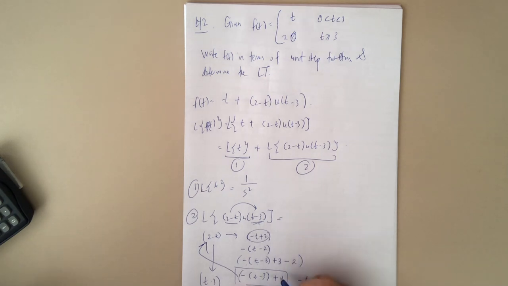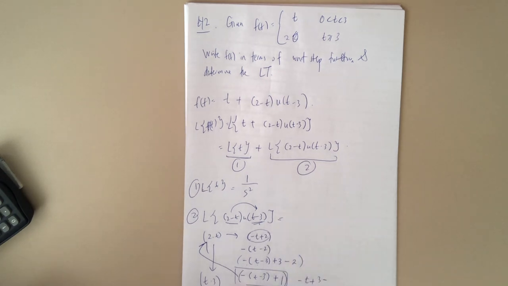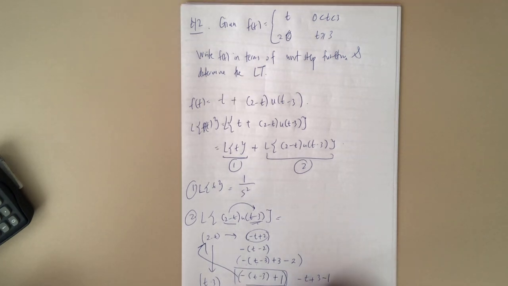You need to do a bracket here, okay? Put the bracket. If you don't put the bracket, you may make a careless mistake later on. Okay, so open the bracket back: negative t plus 3 minus 1. So you will get negative t plus 2.